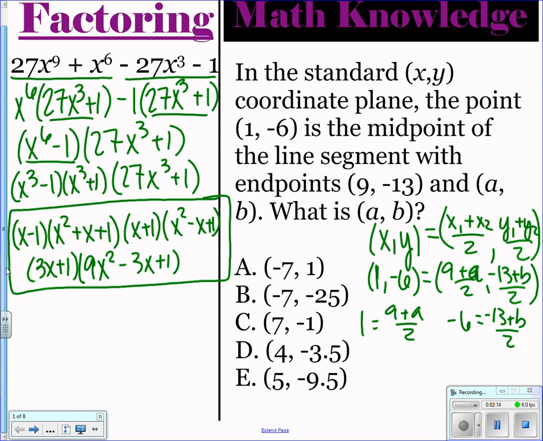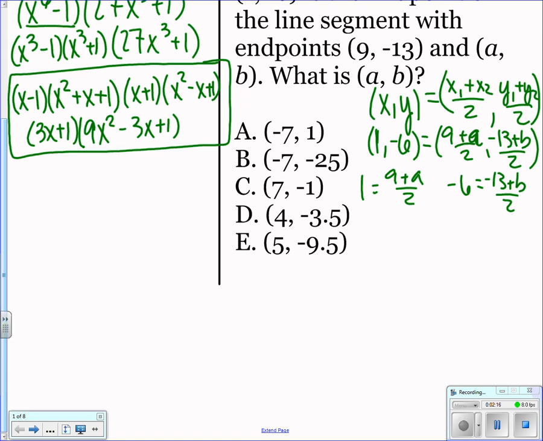So you can multiply by 2. 2 equals 9 plus a. And negative 12 equals negative 13 plus b. So that means that your a is negative 7 and your b is 1. So the point is going to be negative 7, 1, which would be a.